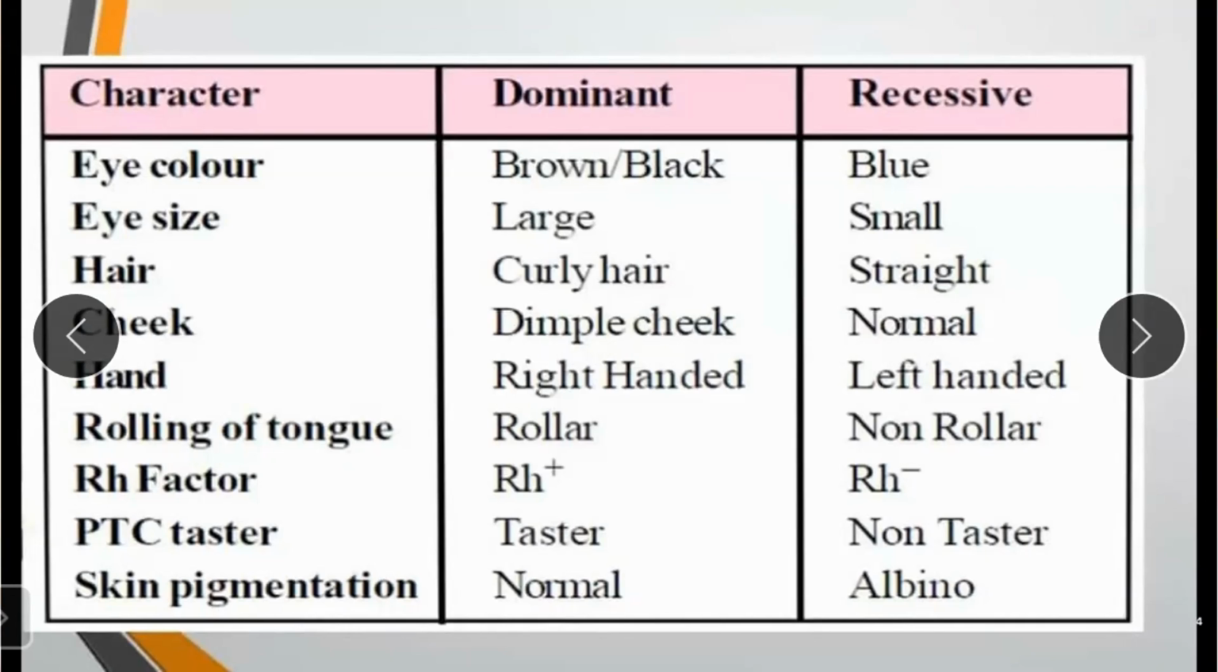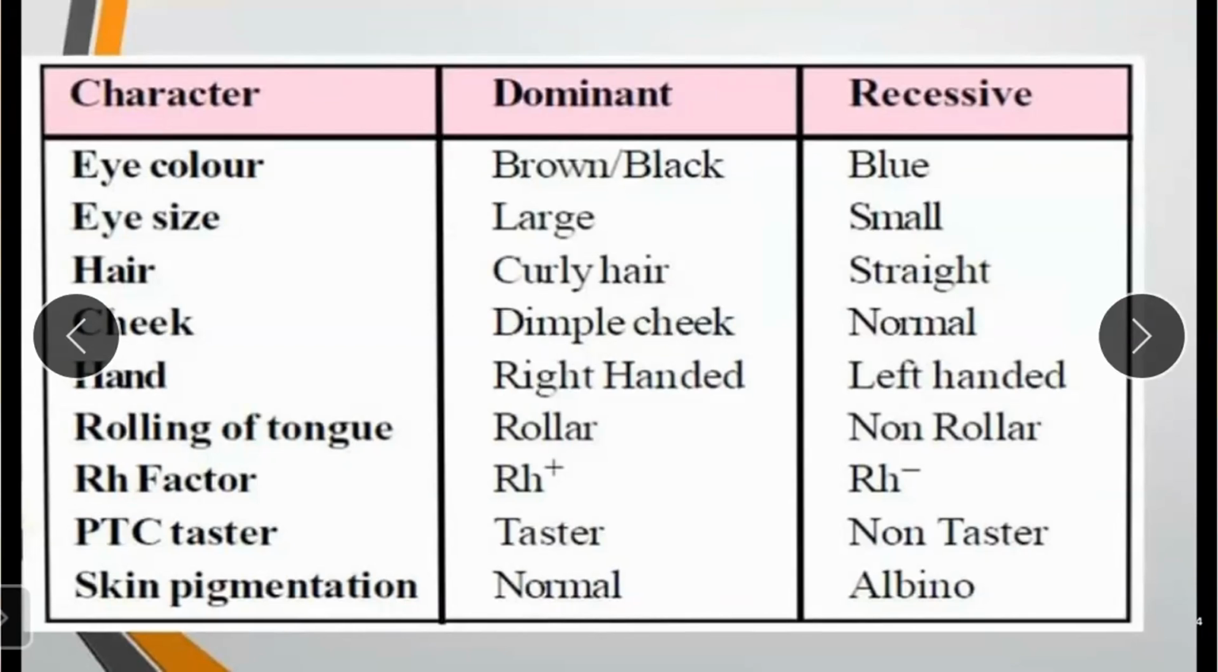Now rolling of the tongue. Most human beings can roll their tongue, but some cannot. Those who cannot come in the recessive. Normally we can roll our tongue, but in the recessive case, there are a few persons who cannot roll their tongue. Understand up till here?